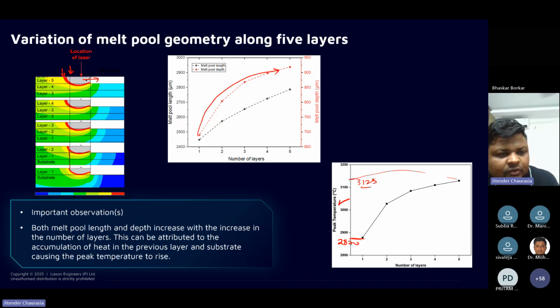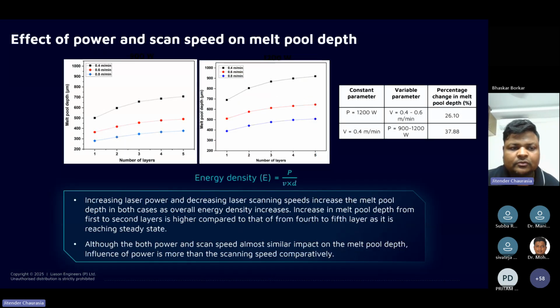Even if time permits, I will show you one study I have done. Further to this, we have used this data to train an AI model and tell us how much power we should reduce at every layer to have this melt pool length a flat line. It should not be increasing. It should be a flat line. I'll just quickly show you that also.